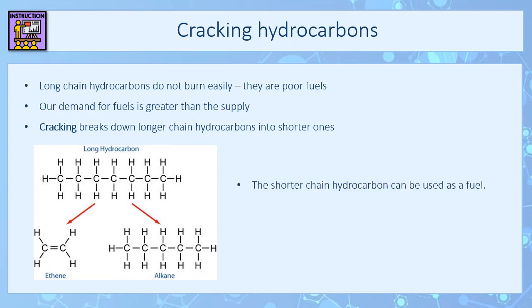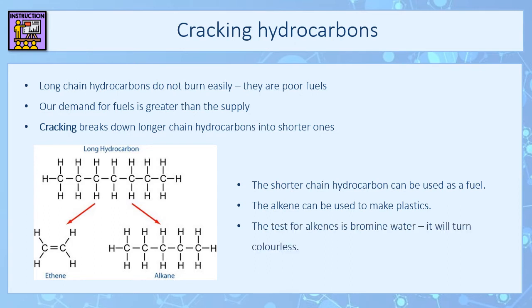The shorter chain hydrocarbon obviously makes a better fuel, so we can use that as a fuel to meet our demand. The alkene on the left can be used in the plastics industry, so they're also a useful byproduct. And we can test for these alkenes using bromine water.